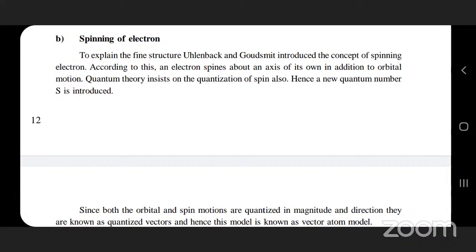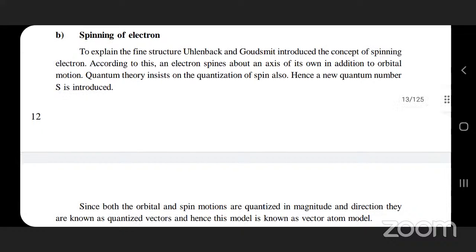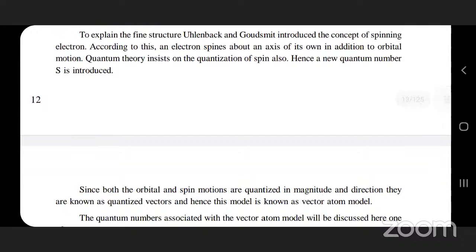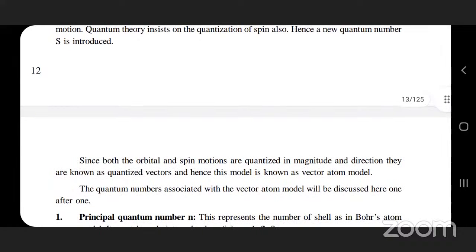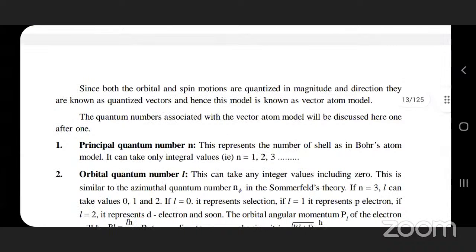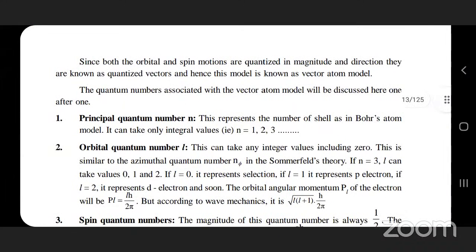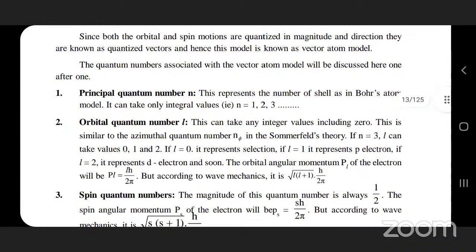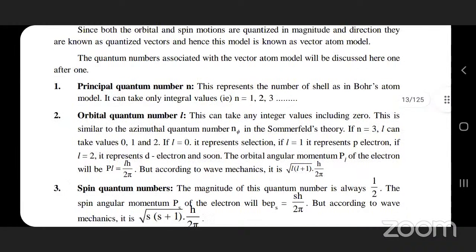According to this, the electron spins about its own axis in addition to its orbital motion. Quantum theory insists on the quantization of the spin also, and a new quantum number is introduced, that is S, so that both orbital and spin motions are quantized in magnitude as well as direction, known as quantization vectors. This model you can call the vector atomic model.